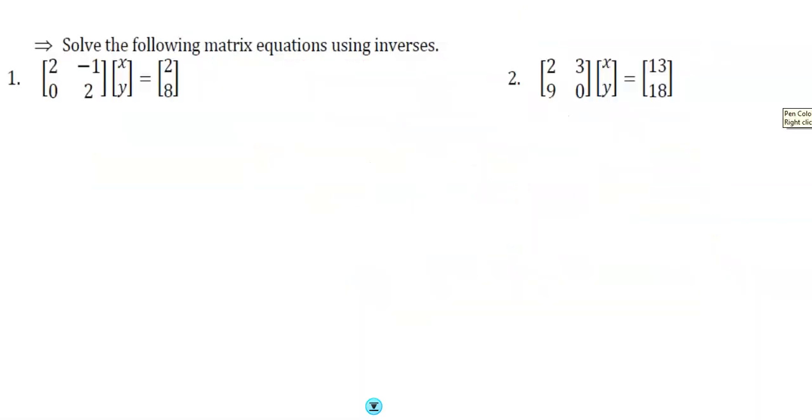All right, so let's do it. Solve using the matrix equations using inverses. So again, I'm going to find the inverse of this first one.